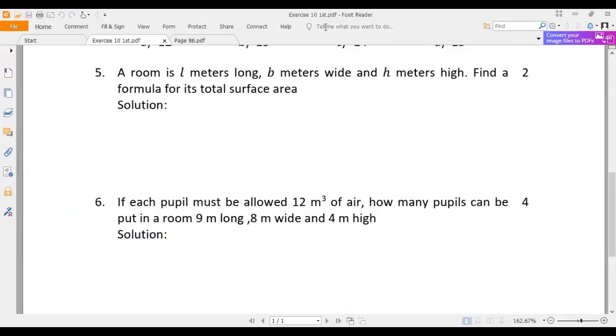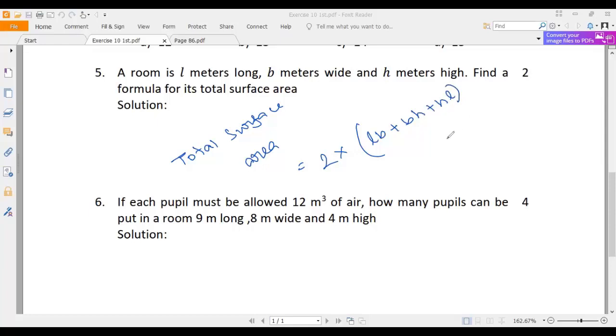Now number 5. Number 5 says a room is L meters long, B meters wide, and H meters high. Find a formula for its total surface area. So in a room, there are total 6 surfaces. Okay. So what will be the final formula? So total surface area will be 2 multiplied by length into breadth plus breadth into height plus height into length. And unit will be meter square. Okay, square meter. Simple.